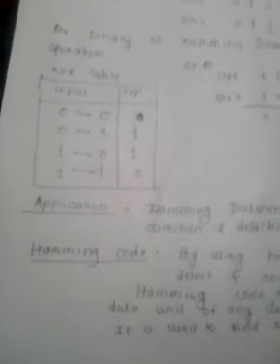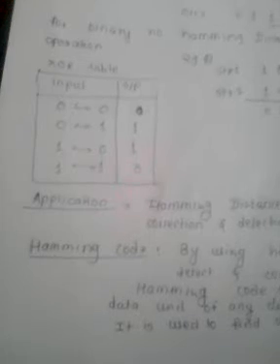So the next concept is Hamming code. What is the Hamming code? By using the Hamming code, we detect and correct the error. Hamming code is applied to any data unit of any length. It is used to fix a single bit error. So we consider an example of how to find and detect the error by using it. So consider one example here.